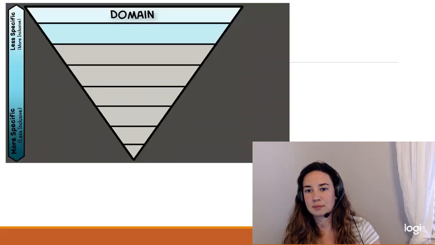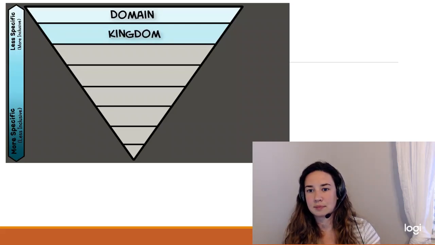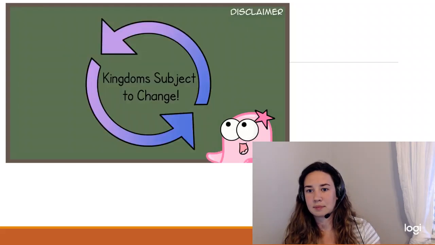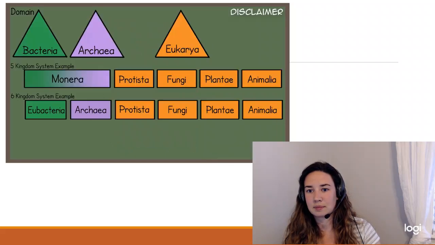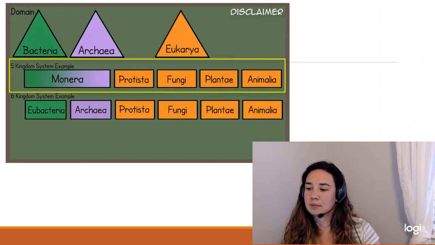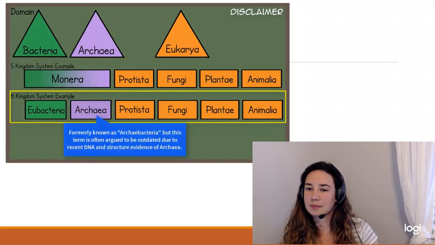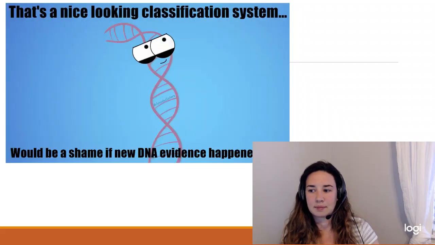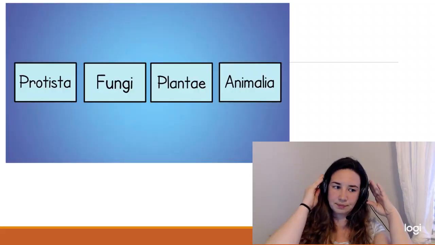So the next level, less inclusive and more specific than domains, is the level of kingdom. Now here is the big disclaimer about kingdoms. Each organization is often changing, and it's not even something that all scientists agree on. We've seen a 5-kingdom system that looks like this, and a 6-kingdom system that looks like this, and it's important to understand it's a changing view as we learn more about DNA and cell structure evidence. That's what makes classification so exciting. But if we focus on these eukaryotes, let's touch on them briefly.